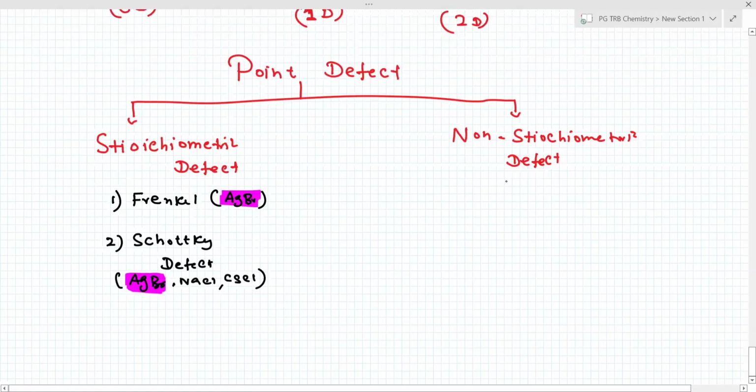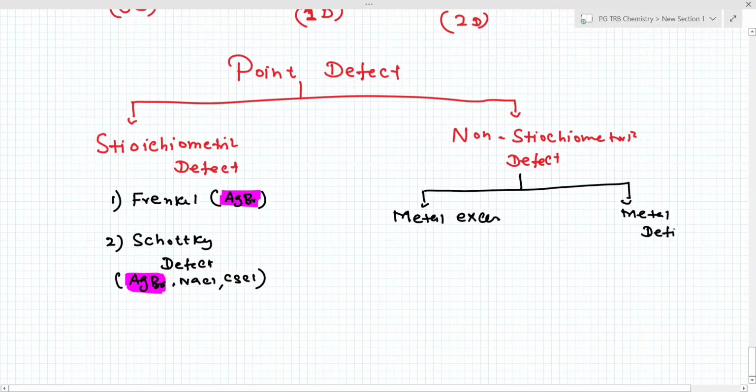Now see, in the non-stoichiometric metal, one is metal excess and one is metal deficiency. In the metal excess, one is anion excess, one is cation excess. This is anion vacancy.